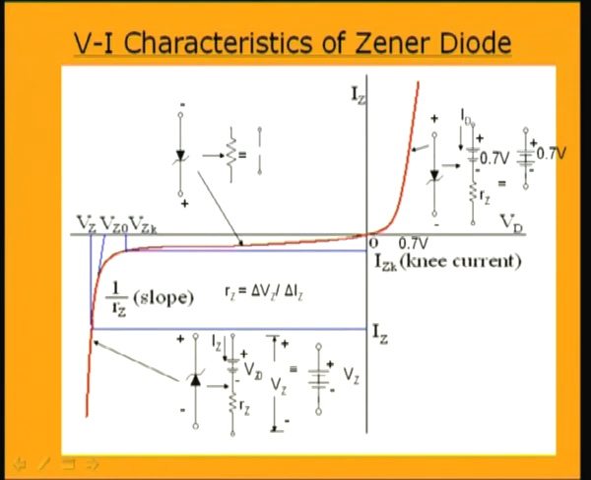But as this RZ is very small, we can effectively express this equivalent circuit by another approximation, keeping the 0.7 volt battery that is expressing the voltage drop across this diode. So, this equivalent circuit is having this voltage drop 0.7 volt for silicon, and this characteristic in the forward bias condition is similar to your normal PN diode. But now, let us concentrate on the reverse biasing condition.